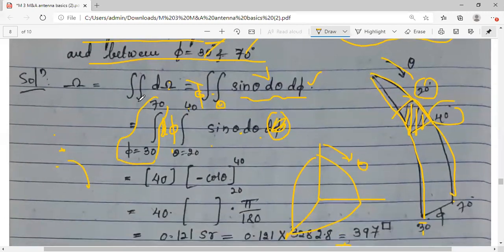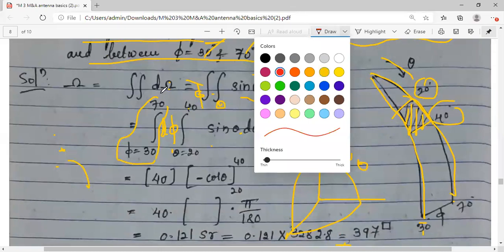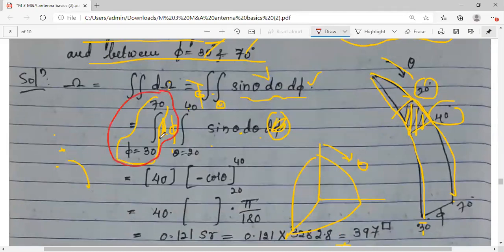So what is the integration of this first? Apply the integration for this. Integration of d phi is only phi. Apply the limits 30 to 70, so 70 minus 30. You'll get 40. So I have written it here. It is 40. Now talking about this.